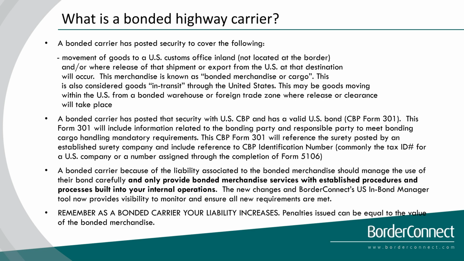This Form 301 will include information related to the bonding party and responsible person to meet bonding cargo handling mandatory requirements. This CBP Form 301 will reference the surety posted by an established surety company and include reference to the CBP identifying number, commonly for the U.S. a tax ID, and if a Canadian carrier, for example, has a U.S. bond, they will have an importer number associated to their account.